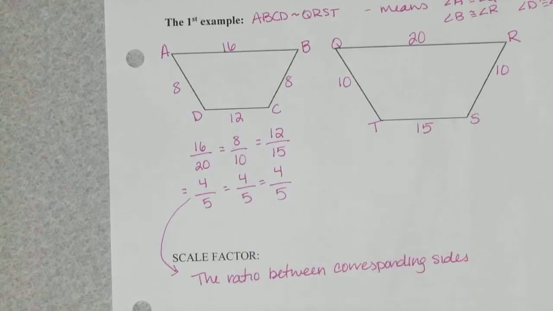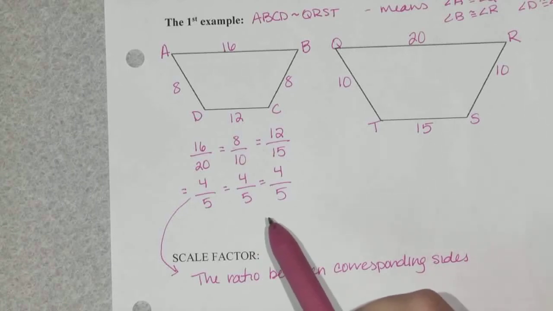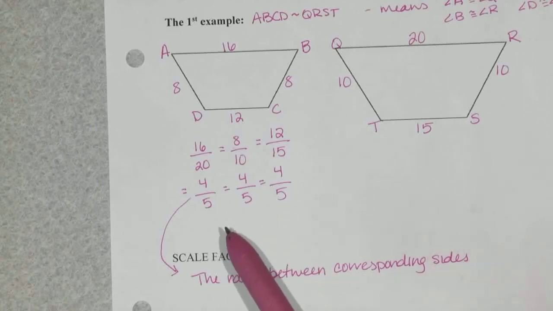When you simplify your fractions, you get the same exact fraction, which you should have seen with the triangles that you did the discovery work on. That number is your scale factor, okay? So you have to simplify your fractions, and that will give you your scale factor. So that's the ratio between the corresponding sides. Okay? All right, let's flip.